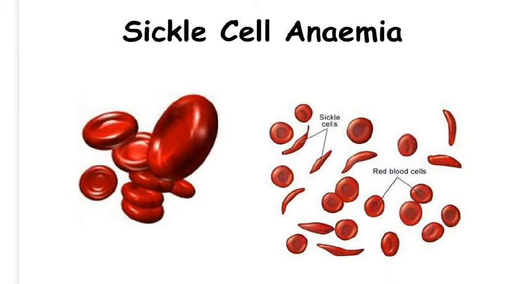In the condition sickle cell anemia, the red blood cells produced by the body are the wrong shape and cannot carry enough oxygen around the body. This condition is caused by a faulty recessive allele. See if you can draw a Punnett square diagram to show the chances of two heterozygous parents having a child with sickle cell anemia. Use a capital S for the normal gene and a lowercase s for the faulty recessive gene responsible for sickle cell anemia. Pause the video and have a go.